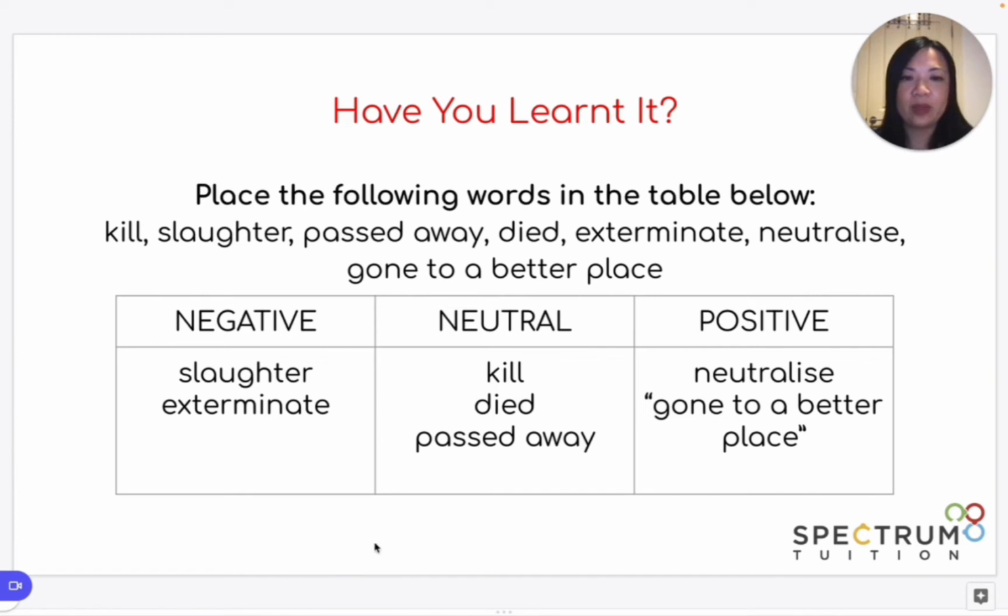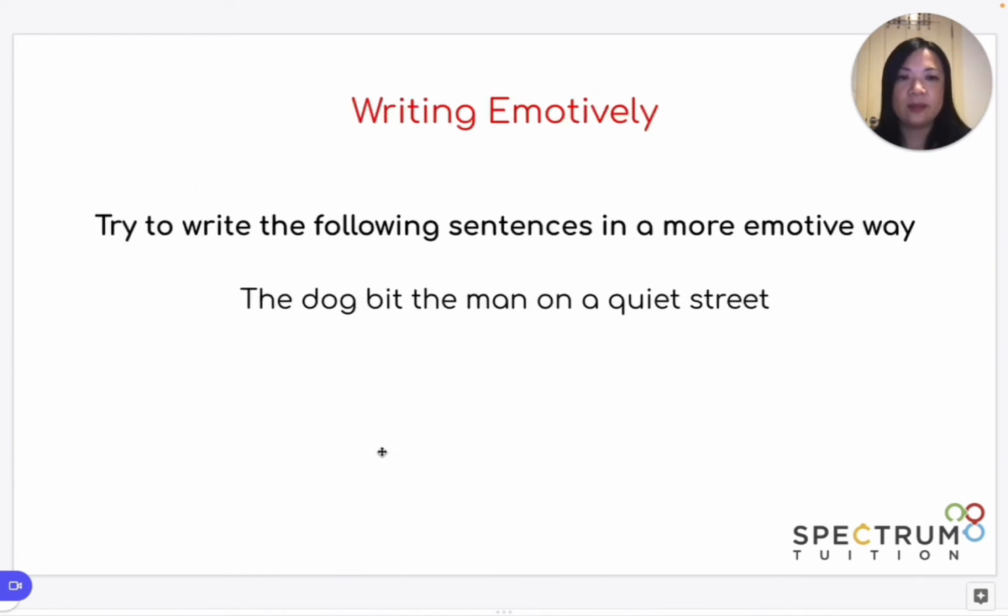Now, we're going to try to write emotively now. So let's try to write the following sentences in a more emotive way. So the dog bit the man on a quiet street. Okay? All very, very neutral. And so when you notice emotive language, that's what really makes your essay become a lot more elevated, right?